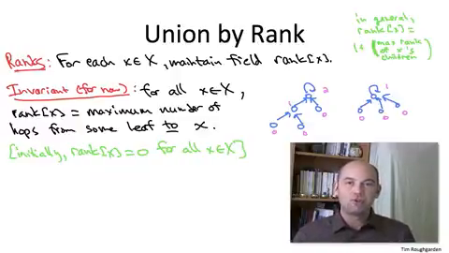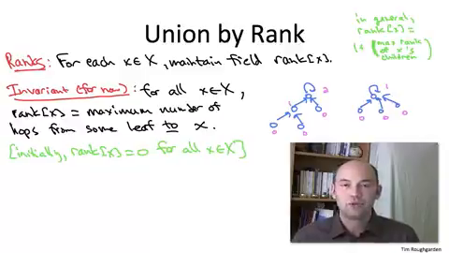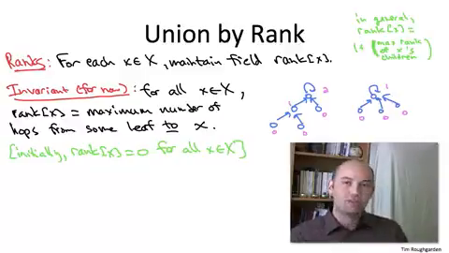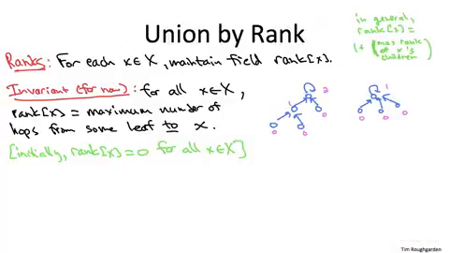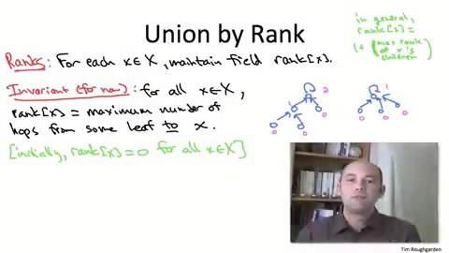So we can make that precise just using this rank notion. Notice that the rank is exactly quantifying the depth of a tree. So the rank of the root of a tree by this invariant is equal to the depth of the tree. So if you want to make the shallower tree the child of the other one, that means you want to make the smaller rank tree the child of the bigger rank tree. This optimization is what is meant by union by rank.